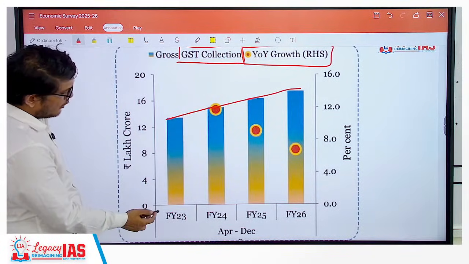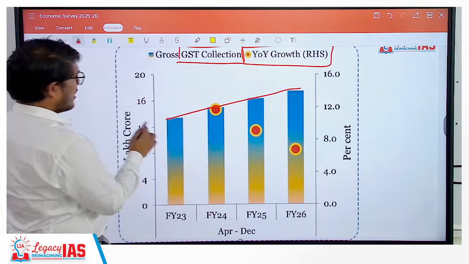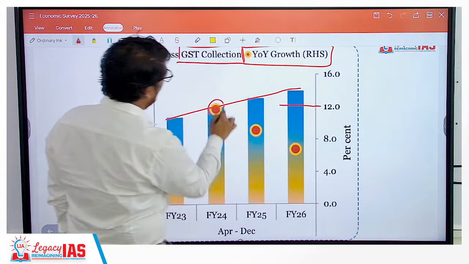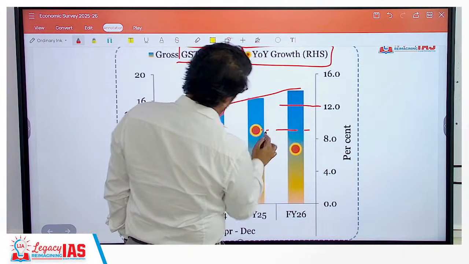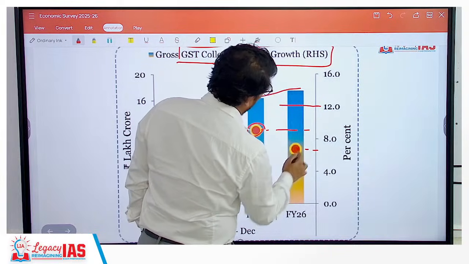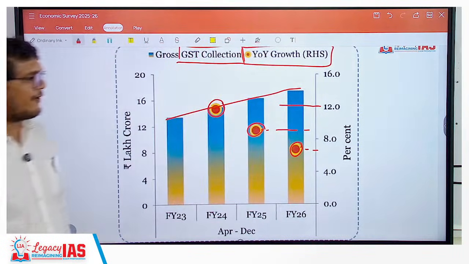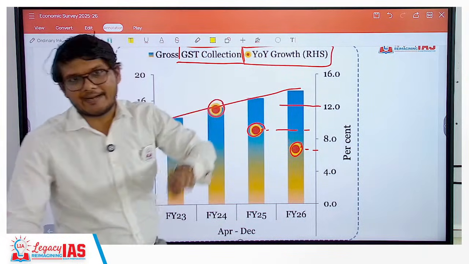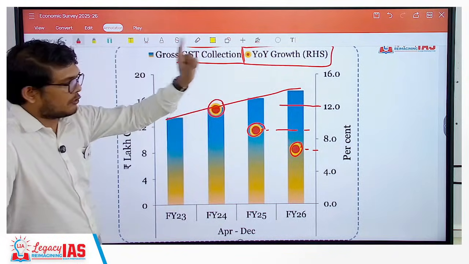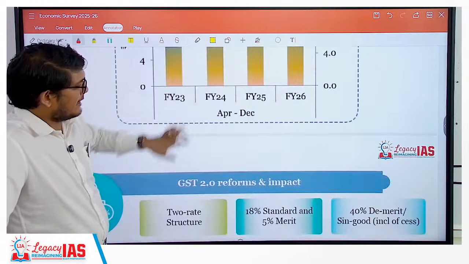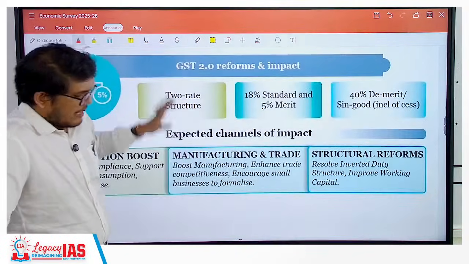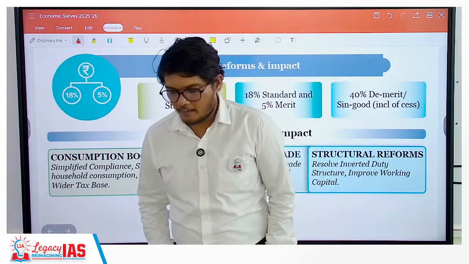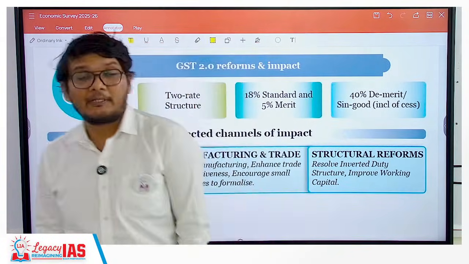So the year-on-year growth from 23 to 24, here on the RHS, was around 12%. Then it reduced to around 9%. Now it is somewhere close to 5.7, 5.8 or 6%. So the year-on-year growth has declined, but there is still continuous growth in the GST collection. Next, the economic survey also mentions the GST 2.0 reform that was brought in by the government with effect from September 2025.